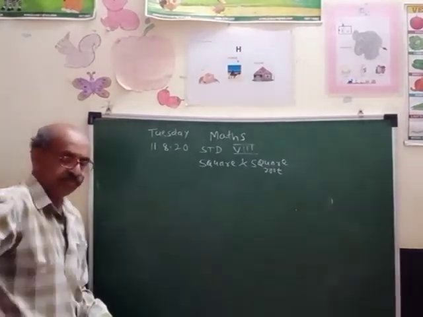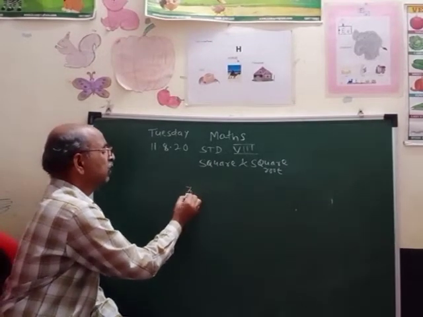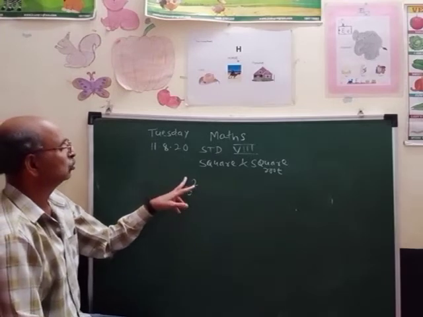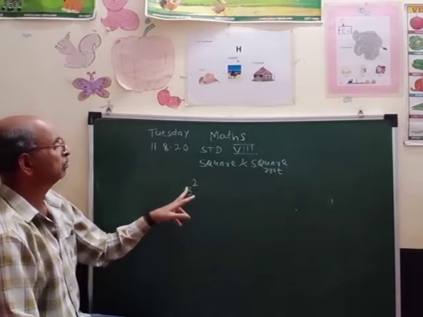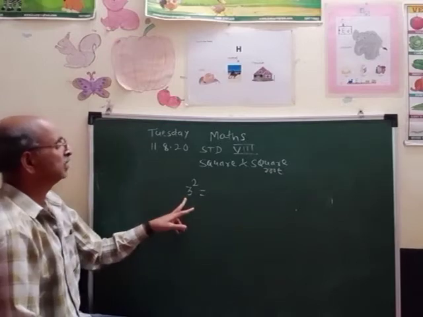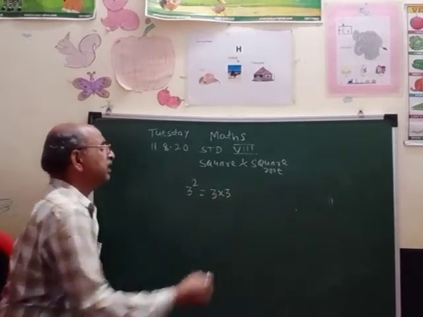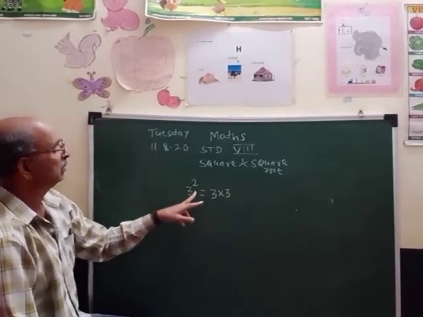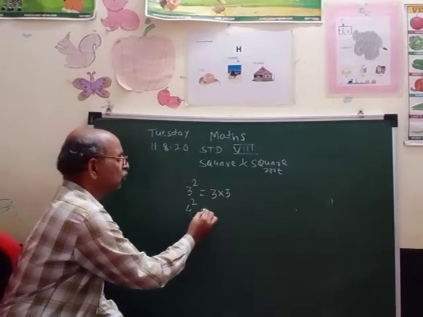Square means the base whose index is 2. So when we write 3 raised to 2, the base is 3 and the index is 2. This 2 is called the square. So we are making the square of 3. You know how to write this in index form, and how to write in product form. Product form means multiplication of the number, the same number 2 times. Square means 2 times, so 3 square means 3 into 3.